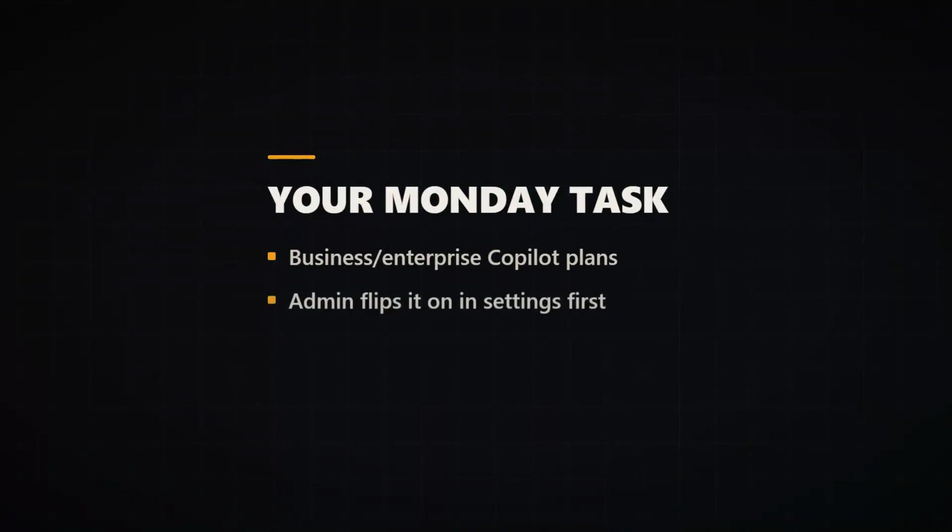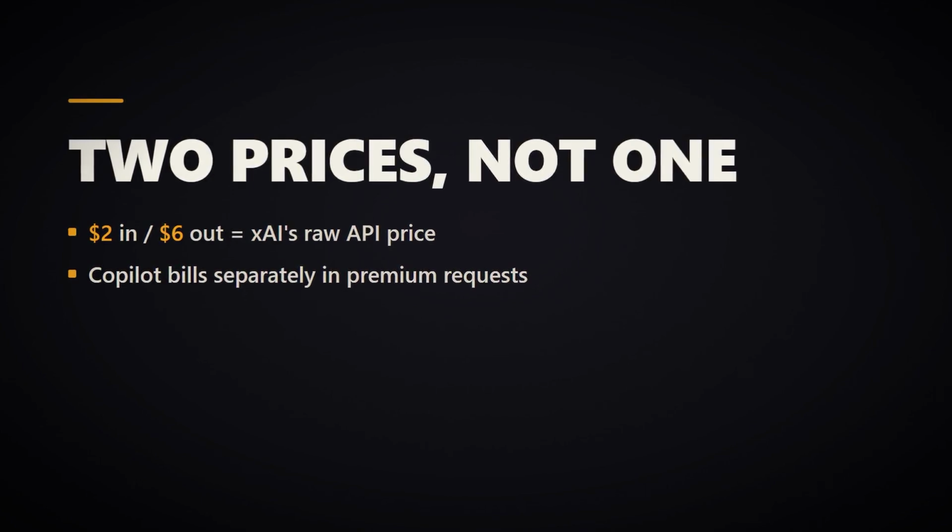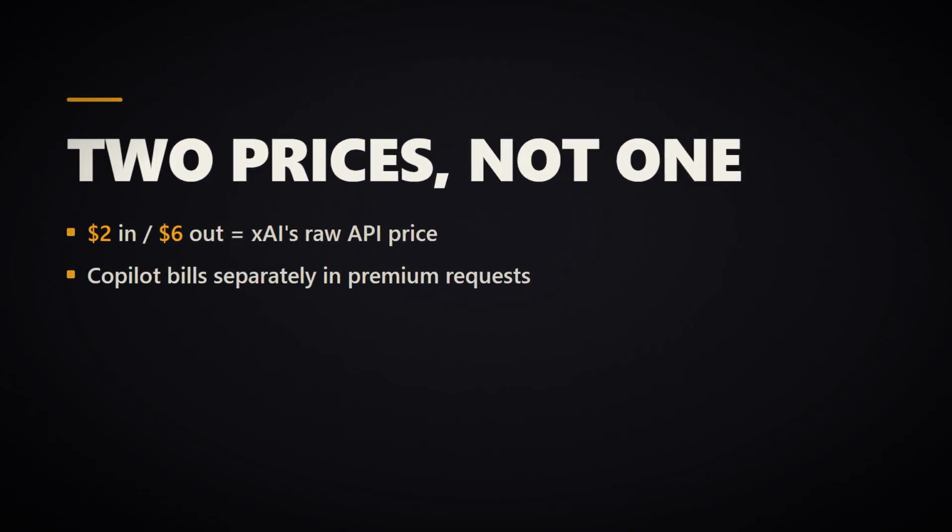2. The $2 in, $6 out number is the raw xAI API price. It is not what a Copilot seat holder pays per call. Copilot charges in premium requests, and each model burns those at a different rate. Grok 4.6's multiplier is on GitHub's billing page. Check it before you tell 20 developers to switch.